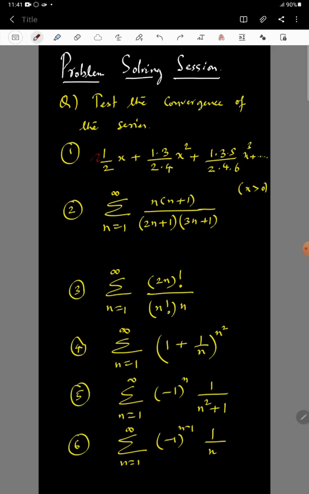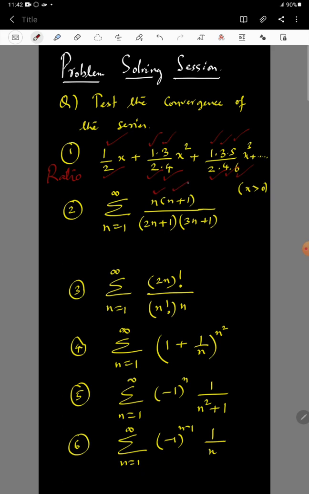So, in this first case, you can see that it is having first one factor. Then there are two factors. Here there are three factors. The number of factors are increasing. Whenever the number of factors are increasing and it is not fixed, the best choice is ratio test. So, you have to go for ratio test in this case.